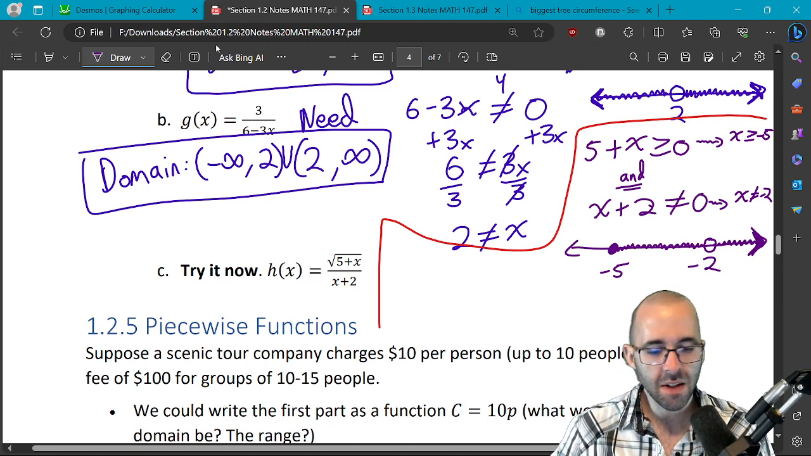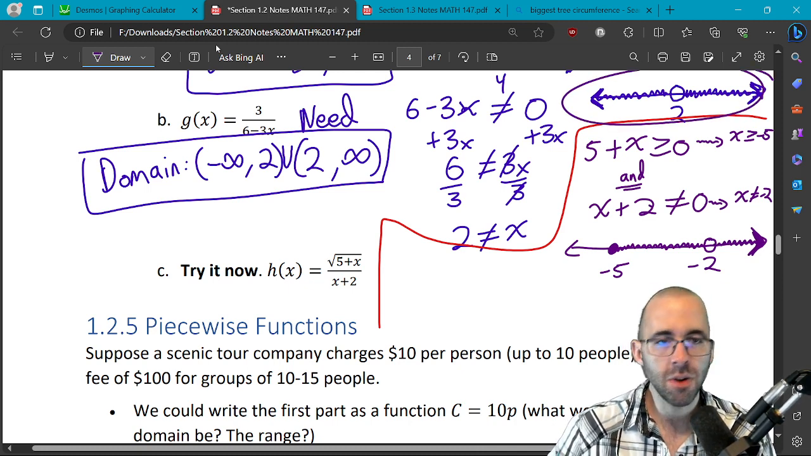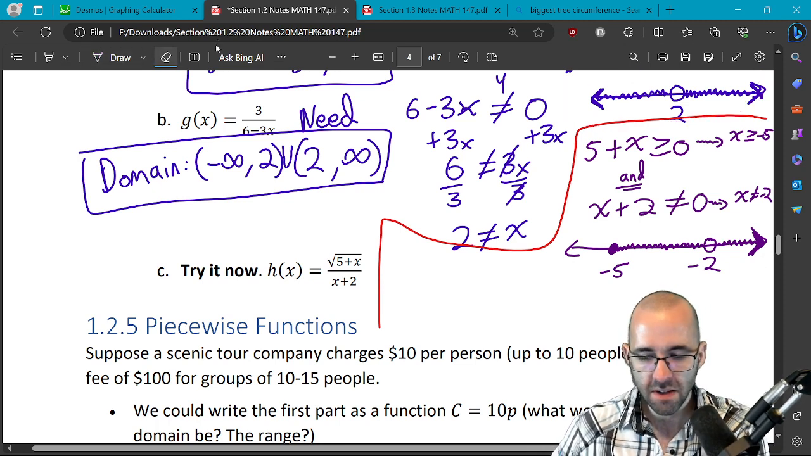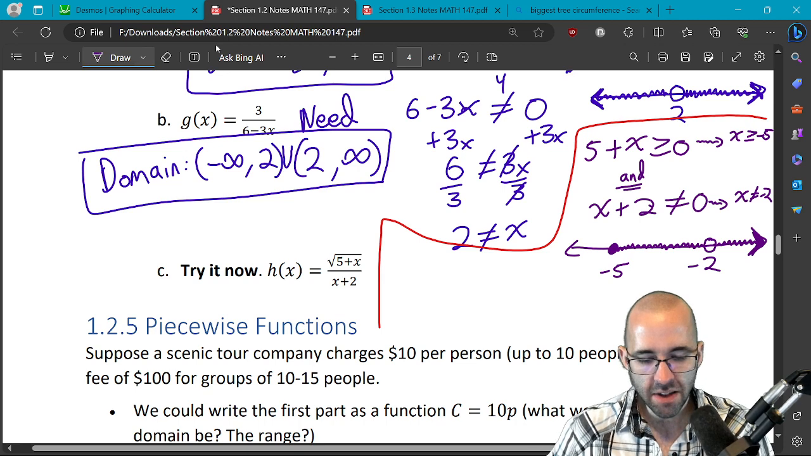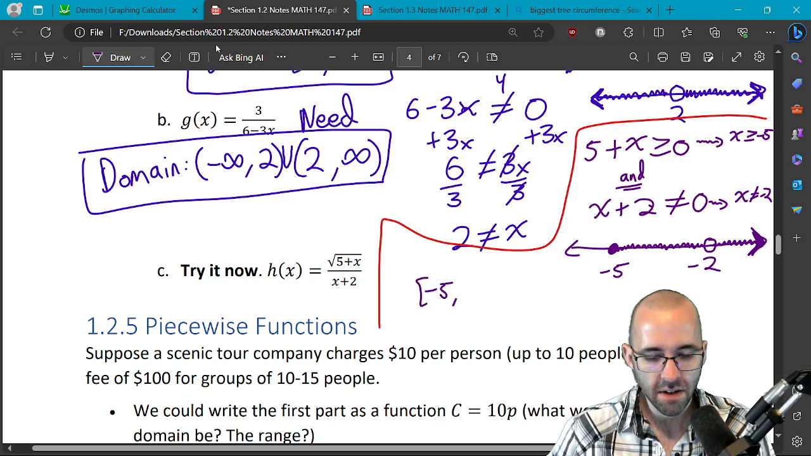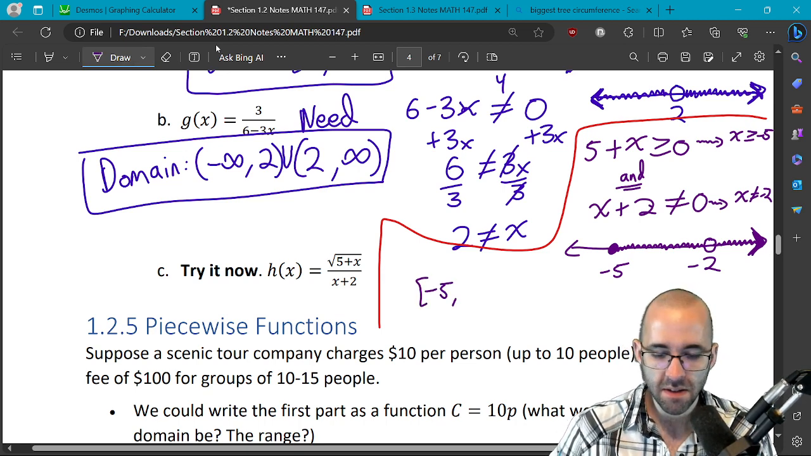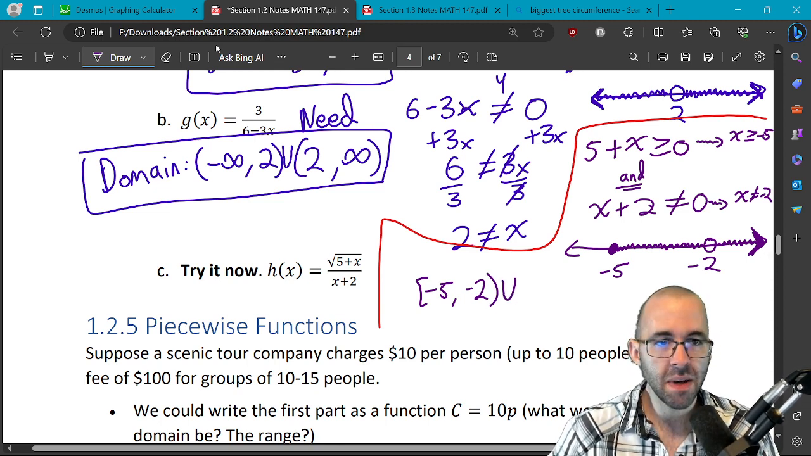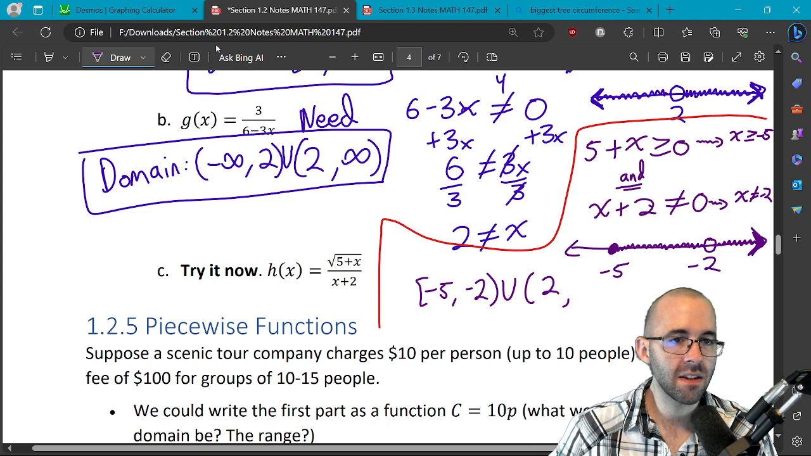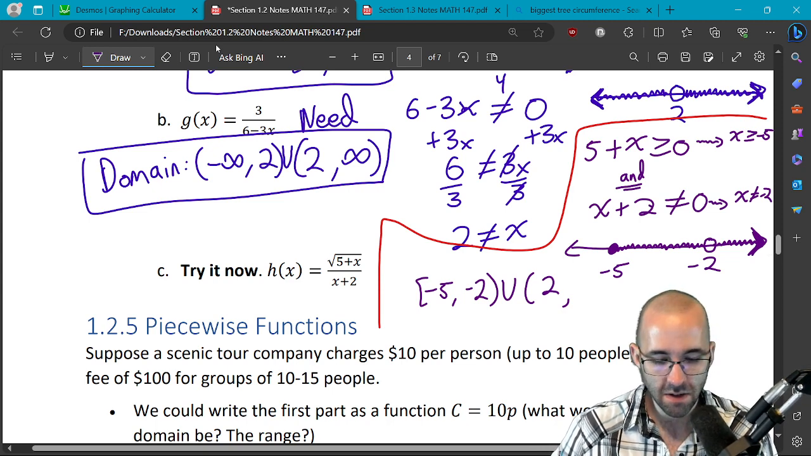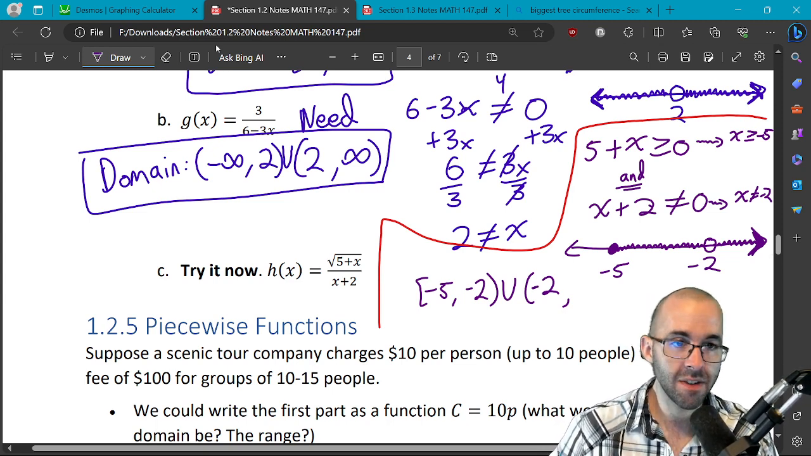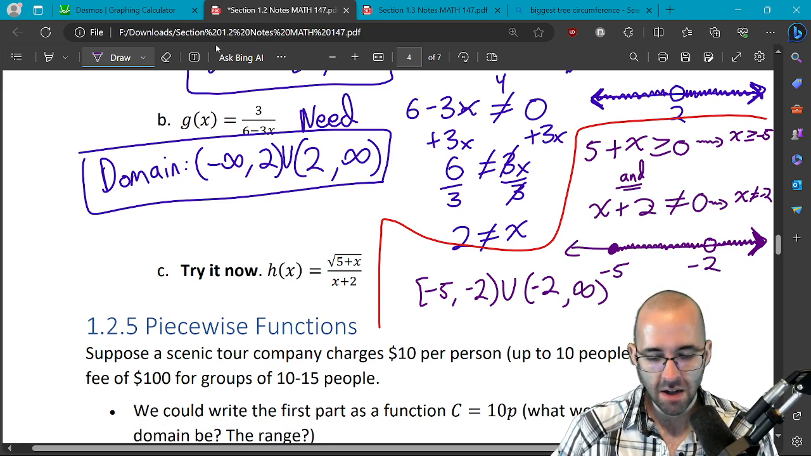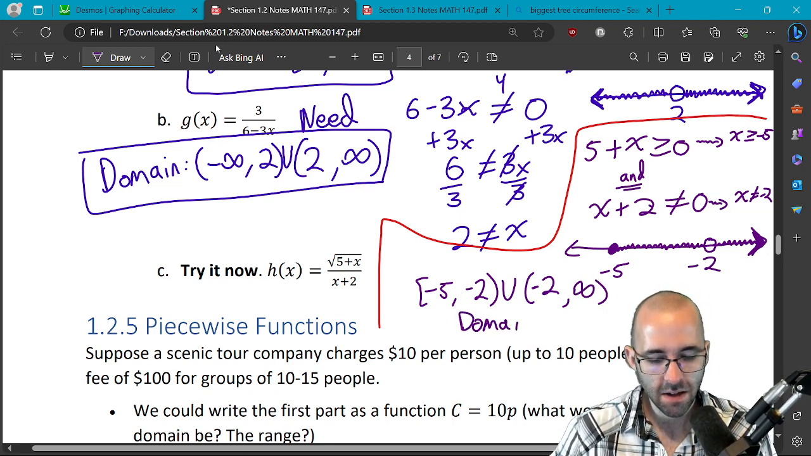And this is going to be a similar situation where we have 2 pieces. So the piece on the left says that the smallest we can get is -5, and the biggest on the left piece is -2, which isn't included. We're combining this with the piece on the right that says that we're bigger than -2, and that we can get as big as we'd like. This is our domain here.